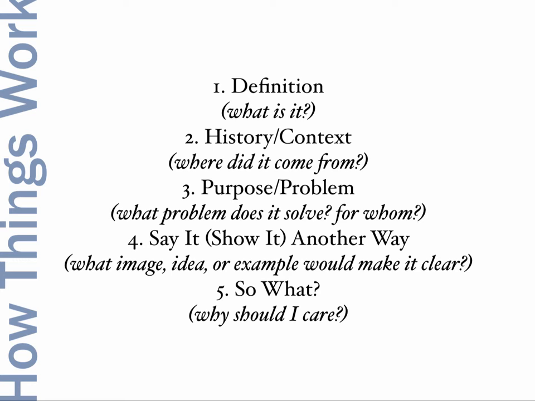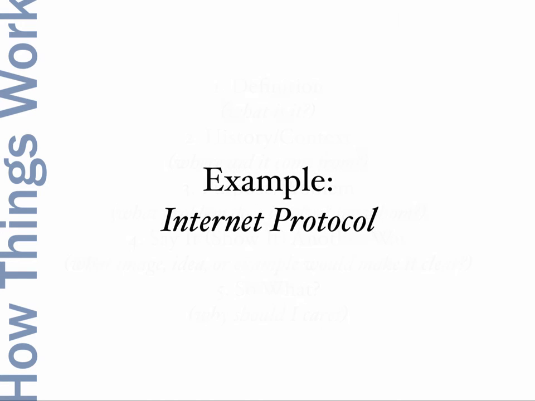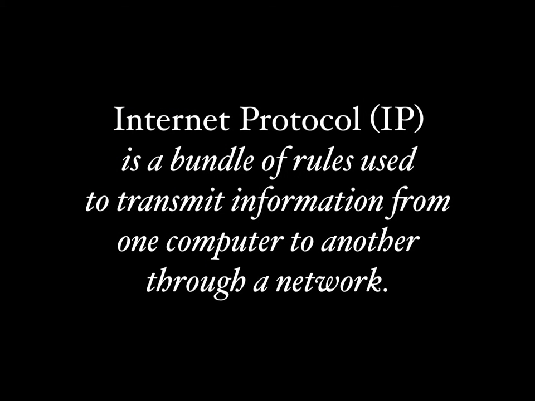So let's give an example of these 5 slides, and the example we're going to use is the Internet Protocol. This will be my example. So our next slide will be our first slide, which is the definition slide. So Internet Protocol, or IP, is a bundle of rules used to transmit information from one computer to another through a network. Now, the word protocol is a word that means an official procedure or system of rules governing affairs of state or diplomatic occasion. So you hear in political world about protocol. This is a protocol for computers to speak to each other.